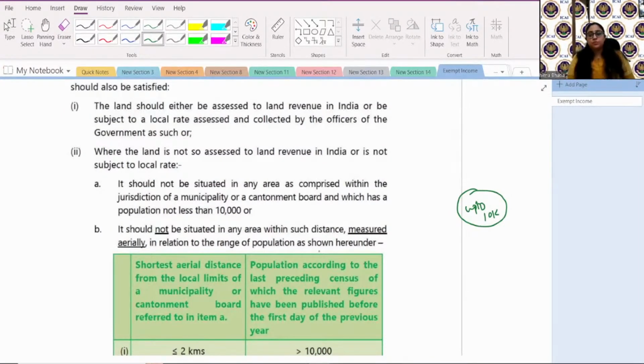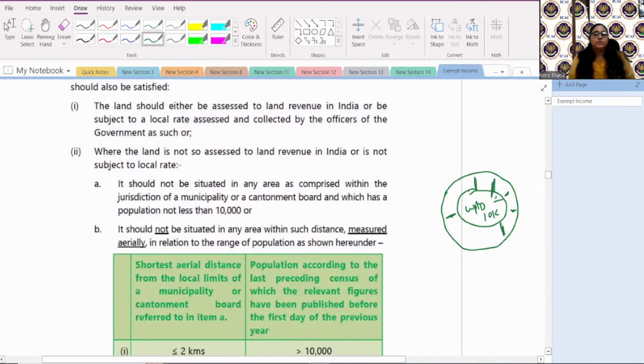If the population is more than 10,000, there is this municipal cantonment board, cantonment areas, okay? If the cantonment population is within 10,000, the farm building should be in the cantonment area. If, what did I say? If the cantonment area population is within 10,000, the farm building should be within the cantonment area. If the cantonment area's population is more than 10,000, then the farm building should be within the 2 kilometers area.